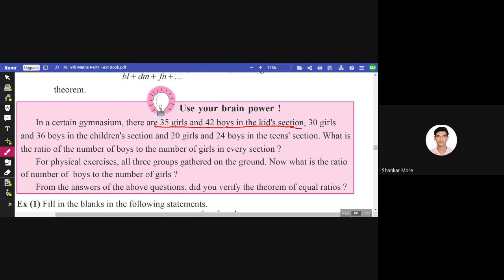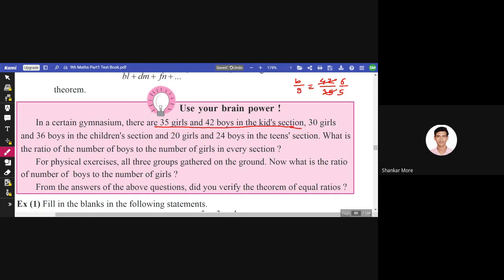So see, मैं बॉयज के लिए लिखूंगा B और गर्ल्स के लिए लिखूंगा G. So B to G अगर मुझे रेशियो निकालना है, so what is the value of B here? B is 42 and G is 35. So 7 5s are 35 and 7 6s are 42. So it is 6 by 5. Boys to girls, it is 6 is to 5.